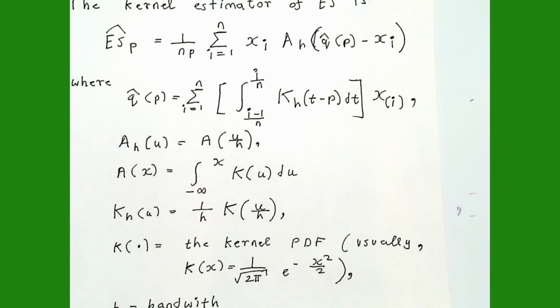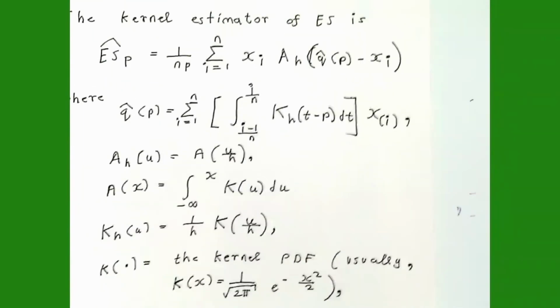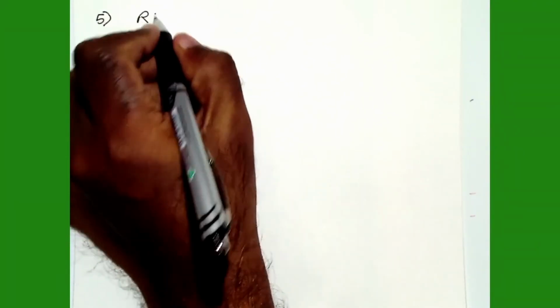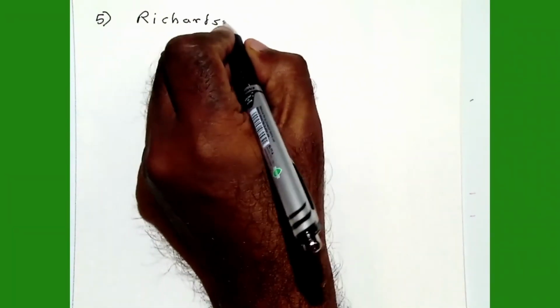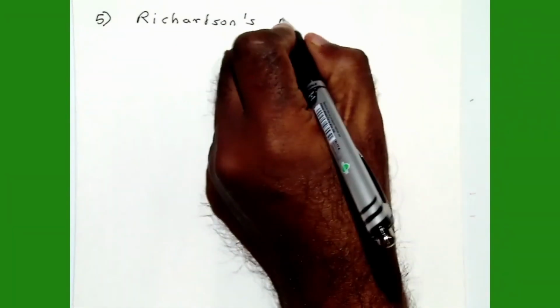All right. The fifth and the final method for estimating ES non-parametrically is the following. So number 5. This method is known as the Richardson's method.